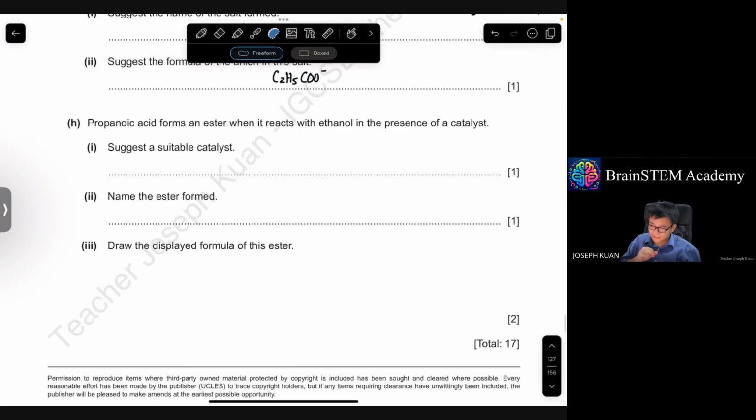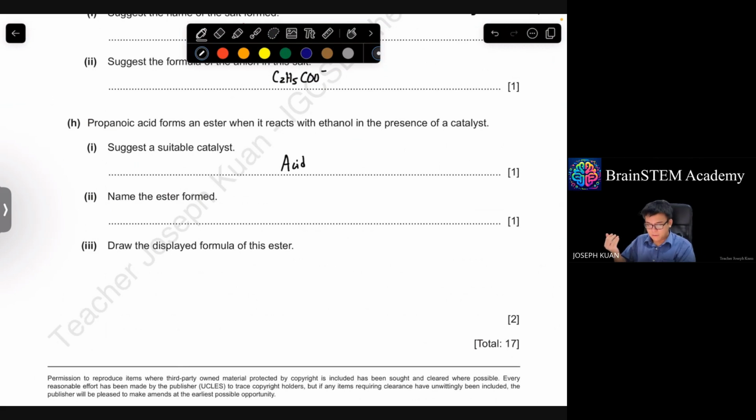Next, propanoic acid forms an ester when it reacts with ethanol in the presence of a catalyst. Suggest a suitable catalyst. So this one will be an acid catalyst. Esterification requires an acid catalyst. You can use, for example, phosphoric acid as a catalyst.